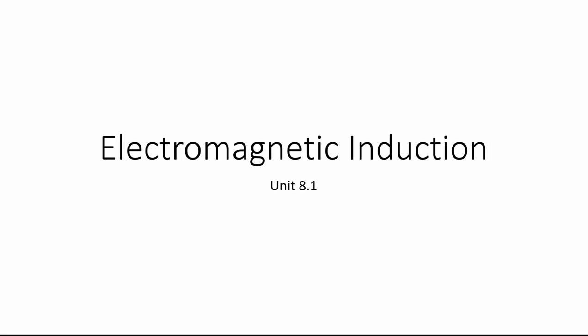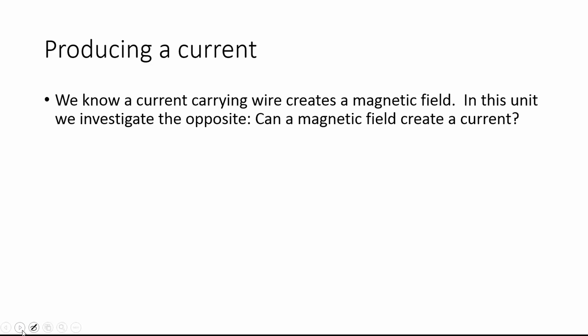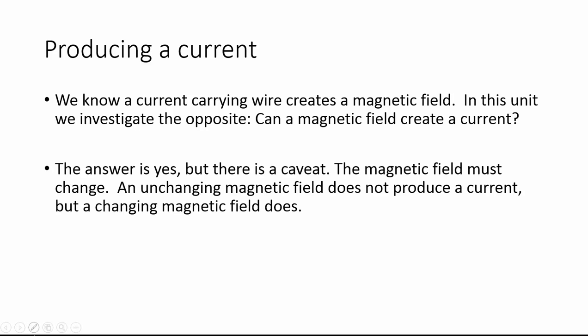In this unit, we begin our look at electromagnetic induction, which is all about using a magnetic field to create a current in a wire. Now, we know we can do the opposite. We know we can take a current-carrying wire and get a magnetic field. But can a magnetic field actually create a current? And the answer is yes, but only if the magnetic field is changing.